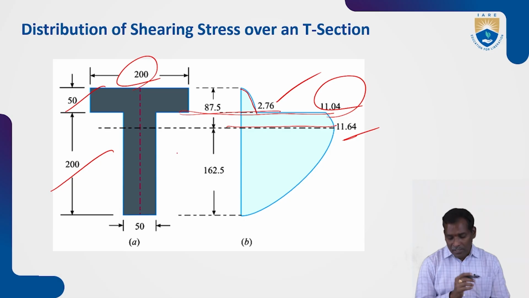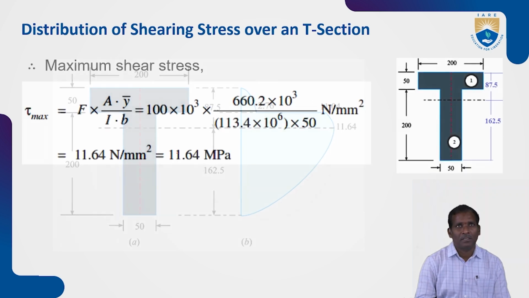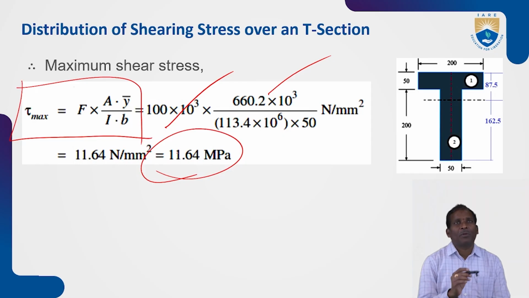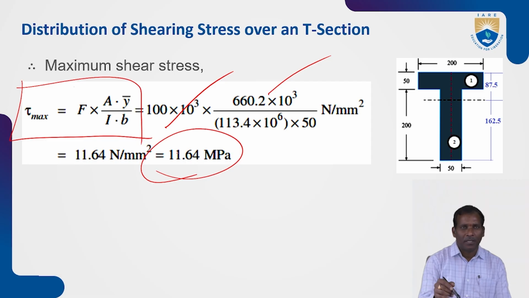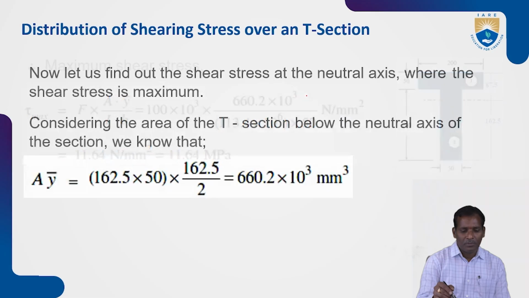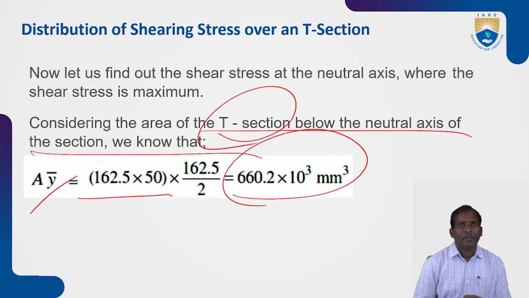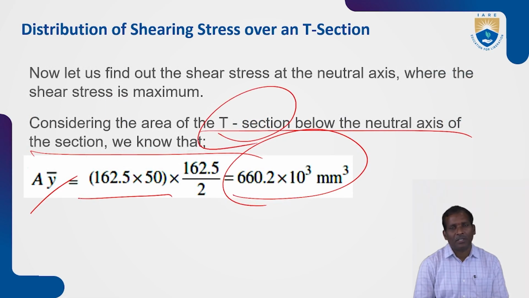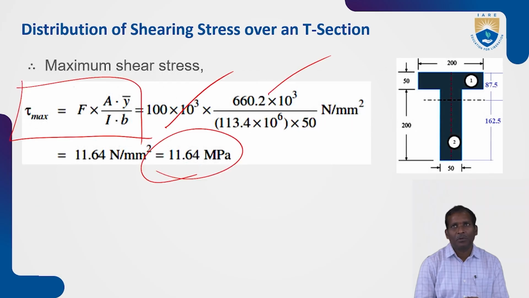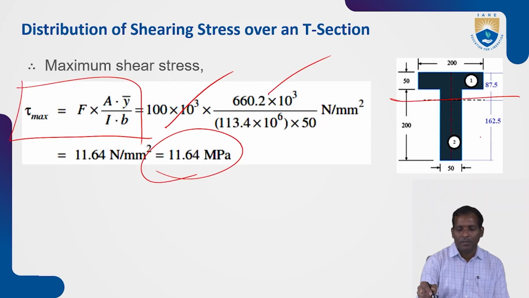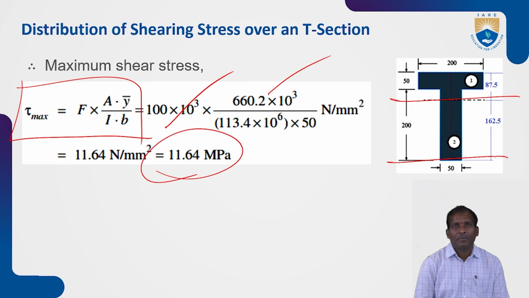Here the same procedure we have followed, whatever you have discussed in I section, same procedure here also need to apply for this problem solving. The maximum shear stress occurred at this portion, so F into A y bar by I B, calculate. So area of this T section below the neutral axis of the section. Clear? Below the neutral axis of the section up to this one. Calculate.